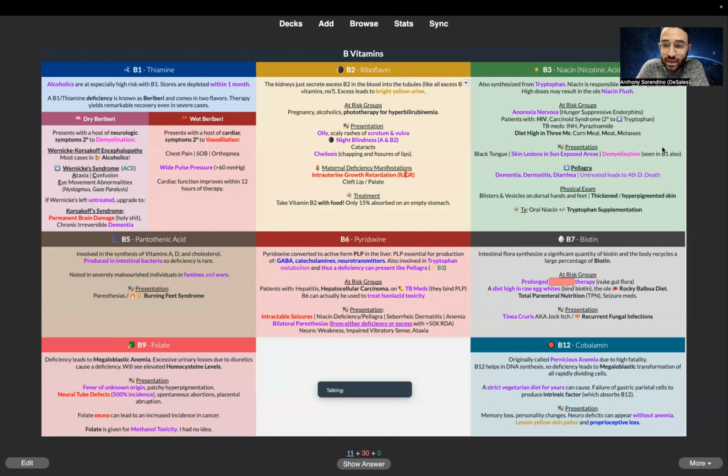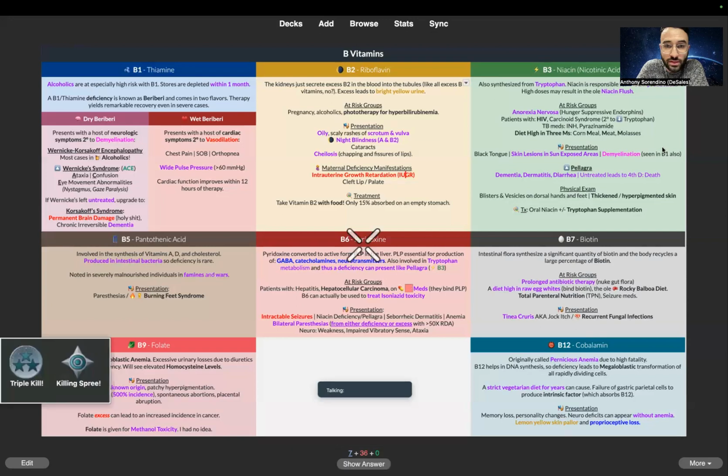At-risk groups, prolonged antibiotic therapy for biotin. That's going to be big there because they nuke your gut flora. I assume B5, you might get that too, but we'll keep that more in the B7 area. Wide pulse pressure greater than 60 between systolic and diastolic. It's going to be big for your wet beriberi. Noted in severely malnourished individuals in what? War and famine. So we're going to keep that in the B5.